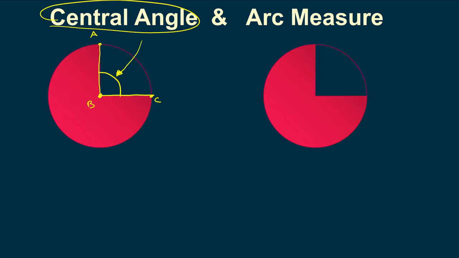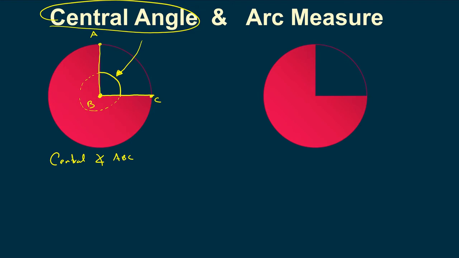One quick fact: if I were to add up all of the central angles, the sum of the central angles is going to equal 360 degrees, right? So that's when we say how many degrees does a circle measure, it's 360. So here, angle ABC, that's my central angle.